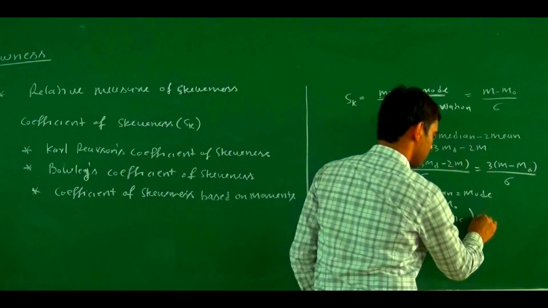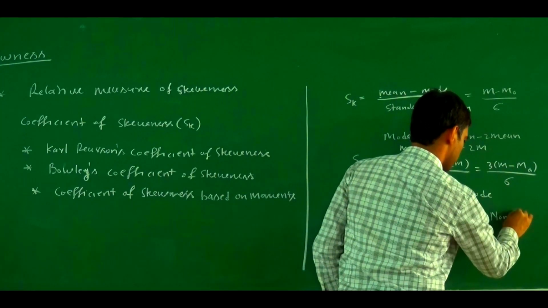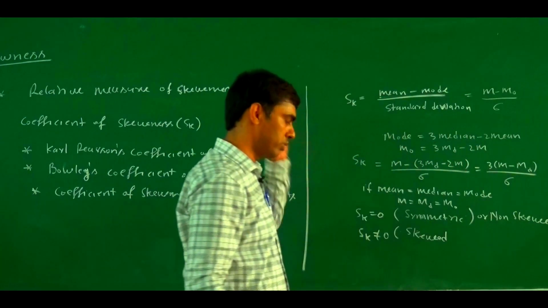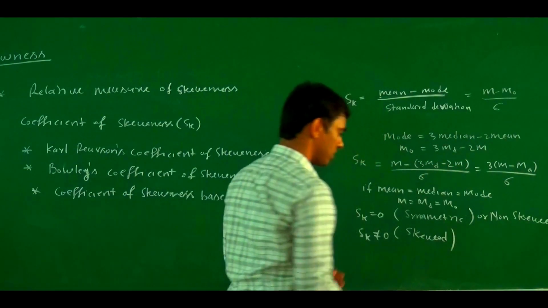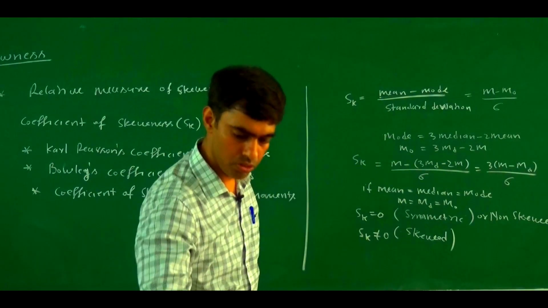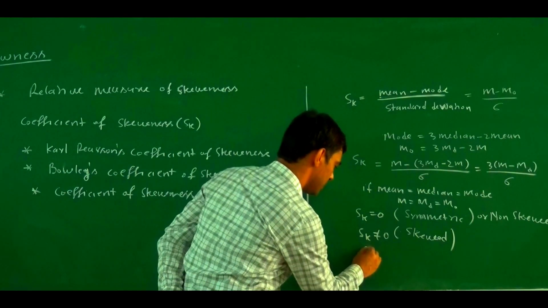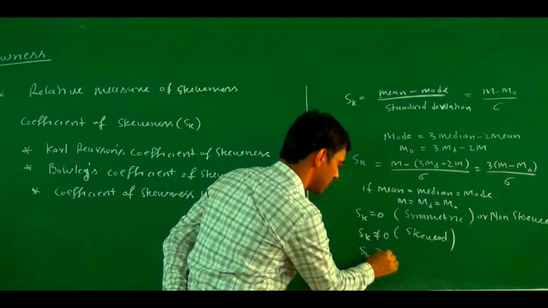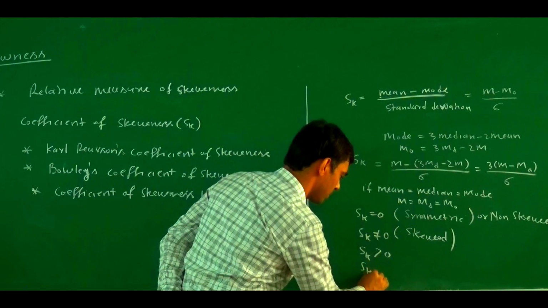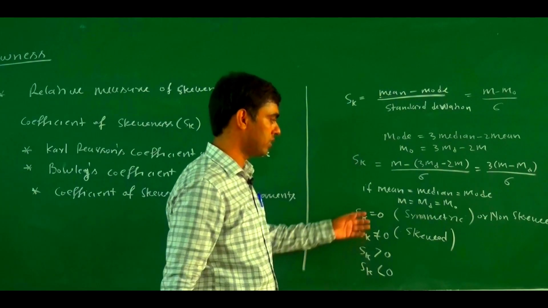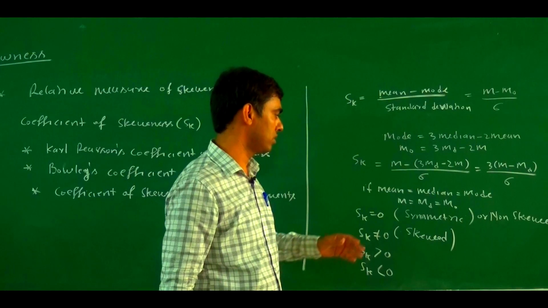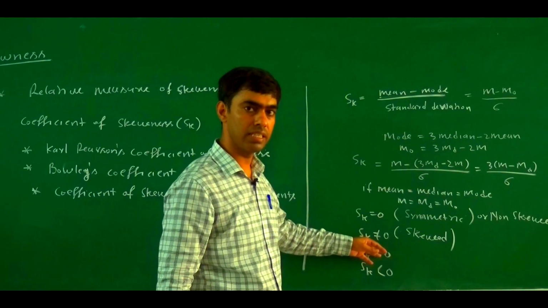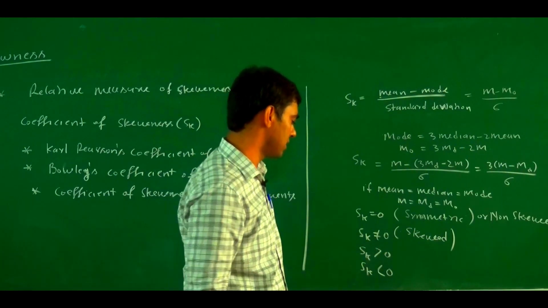Skewed, and this one is also known as non-skewed. So a skewed curve is also of two types. If Sk is what? There are two possibilities. Sk equal to 0, or Sk is either greater than 0 or less than 0. If Sk equals 0, then the curve is a non-skewed curve or symmetric curve. If Sk does not equal 0, then there are two possibilities: Sk is greater than 0 or Sk is less than 0.